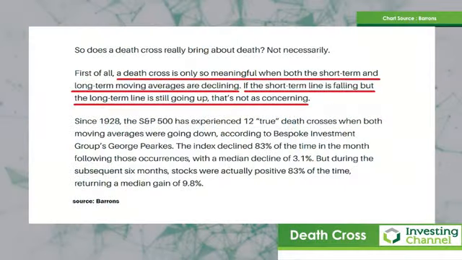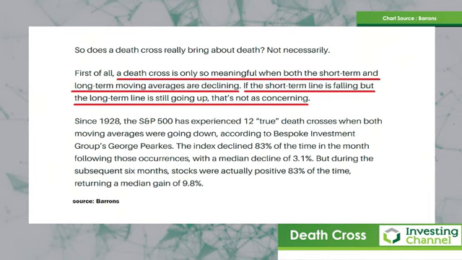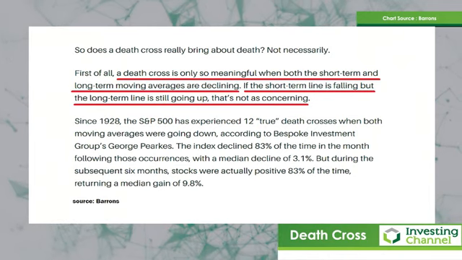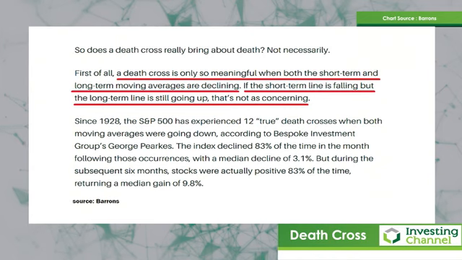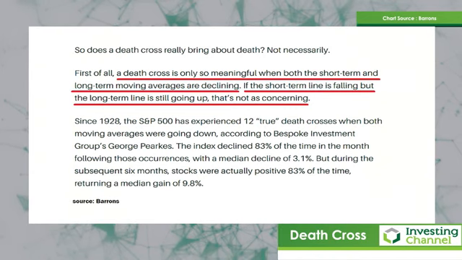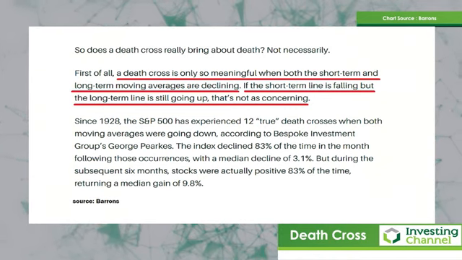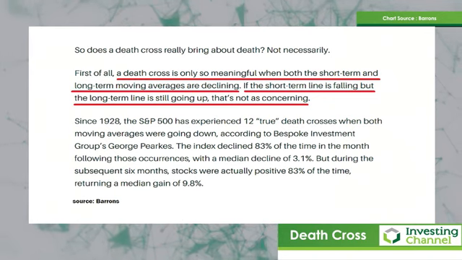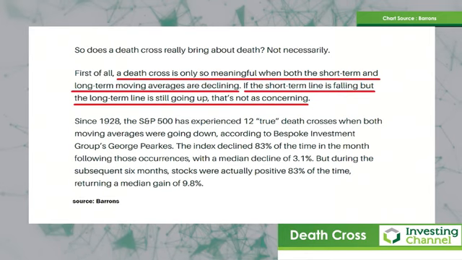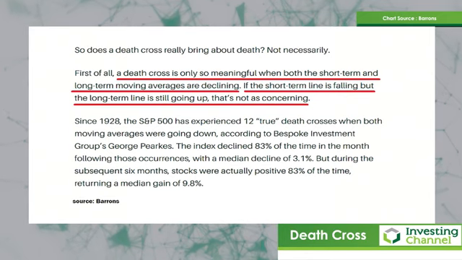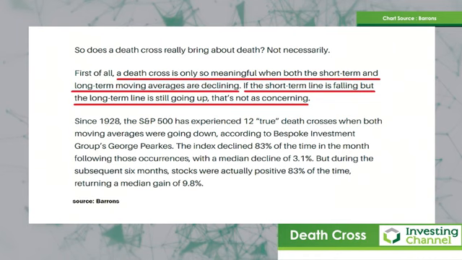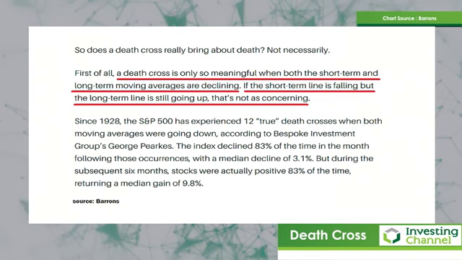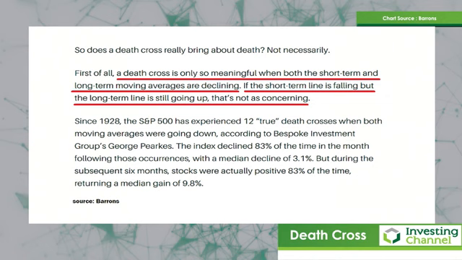Let me go to chart slide number 2. This is an explanation from Barron's, and they make a good point here. Does a death cross really bring about death? Not necessarily. First of all, a death cross is only meaningful when both the short-term and long-term moving averages are declining. If the short-term line, meaning the 50, is falling, but the long-term line, meaning the 200, is still going up, that is not as concerning. It's not meaningful.